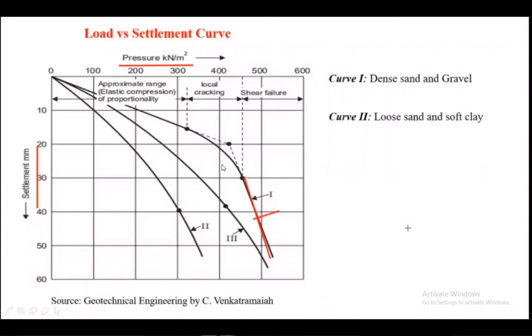Another type of curve that you may get is curve number 2, which is for a loose sand and soft clay. This curve is very smooth. It does not show any spike like in curve 1, but the load versus settlement is very gradual in nature. The third curve that you see in between the first and second curve is for a typical C-phi soil. Most soils will show you this kind of curve.